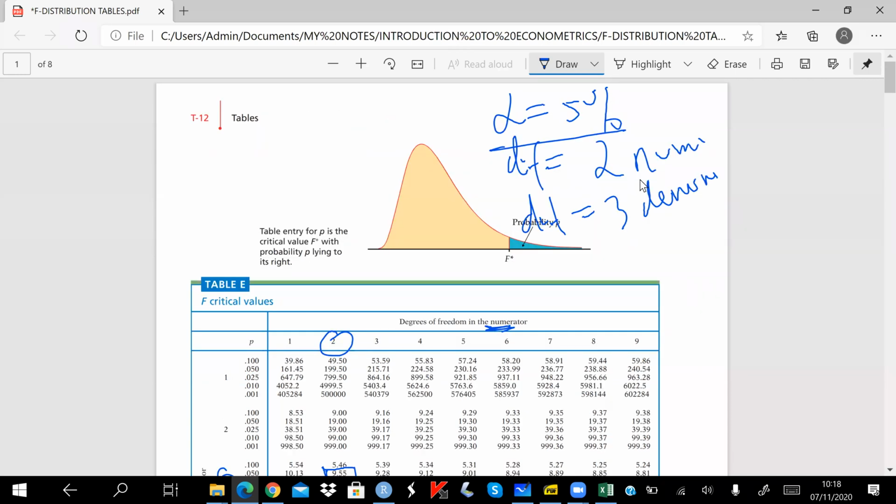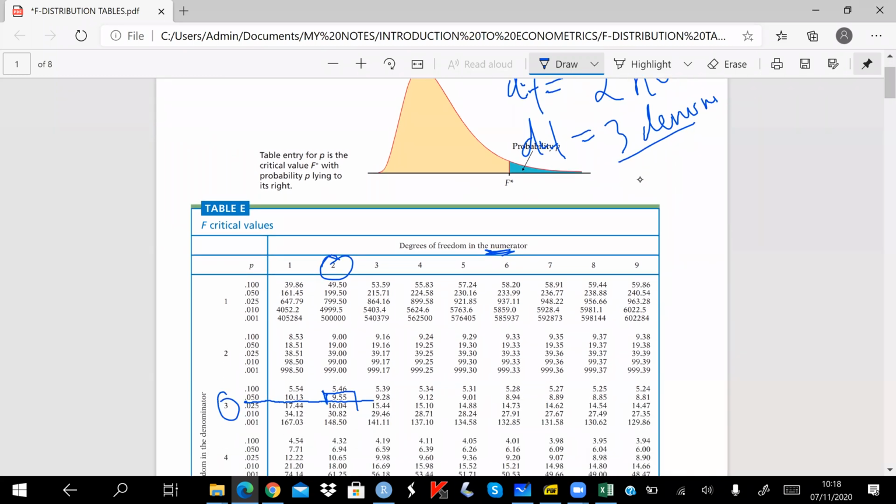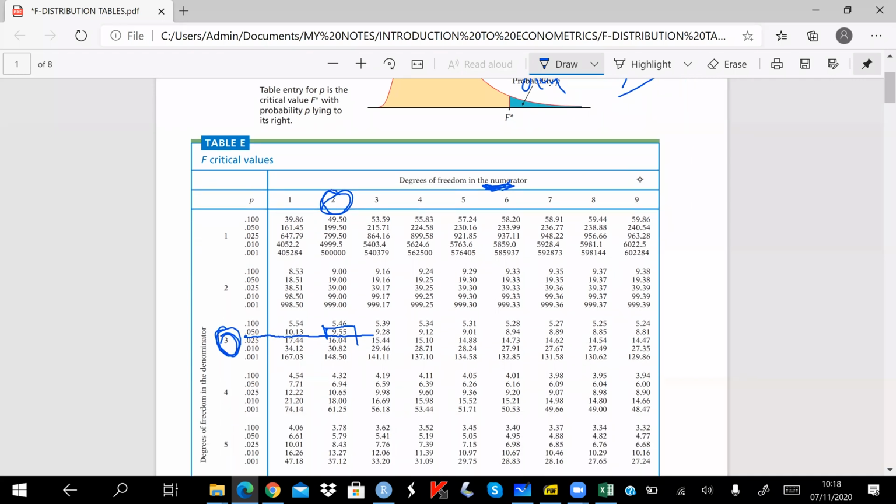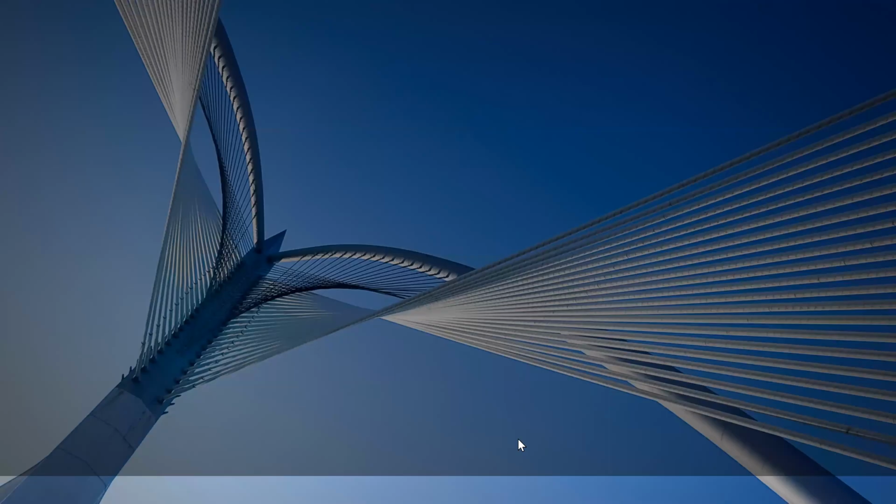So here are the F distribution tables. And in this question, we shall be using alpha of 5%. The degrees of freedom for the numerator is 2, and the degrees of freedom for the denominator are 3. So we shall be working with this column for the numerator, and for the denominator, we are working with this row. Then using that, we'll get the critical value is 9.55. So that's what we shall use to test the hypothesis.